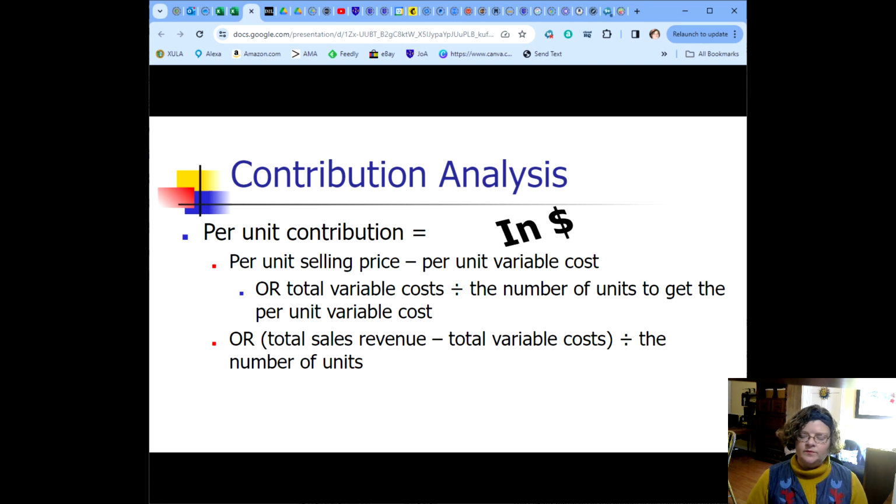Okay, so now let's get into the contribution analysis. Part of this is that we calculate a figure that we're going to call the contribution, and then we're going to use that for all kinds of other things. So your basic unit here is your per unit contribution. This means per item.